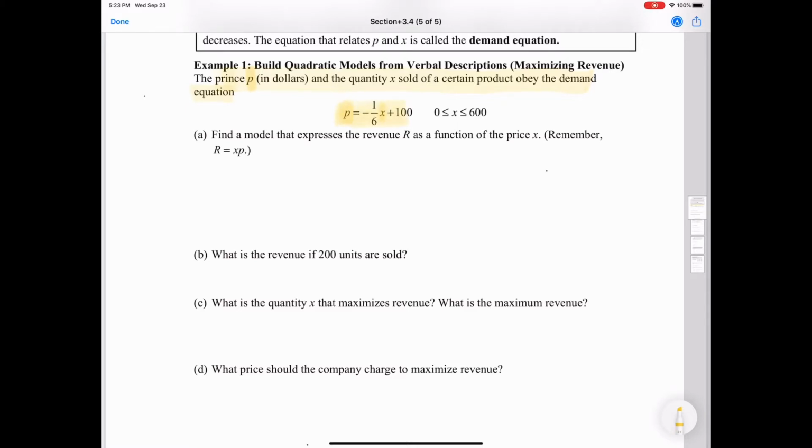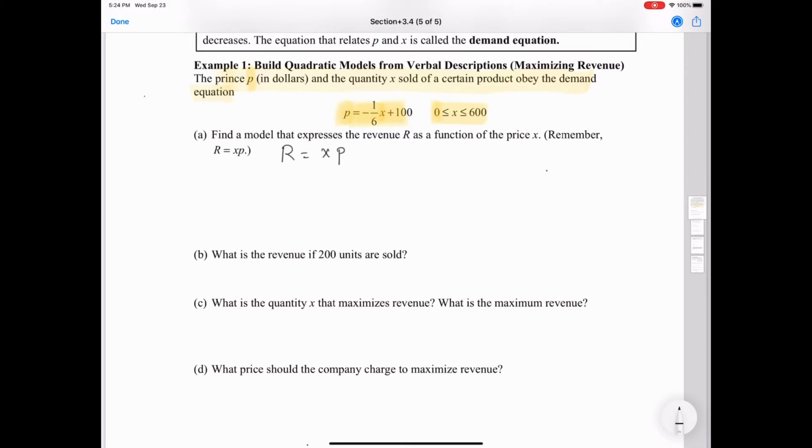Now the other important thing I have to remember is when I look at the x values, the minimum x value is 0 and the maximum is 600. So that is the domain of this price function. I'm asked to build a revenue model. From here, they gave you the formula: revenue is equal to x times P. Even if this was not given to you, you know revenue is price times quantity.